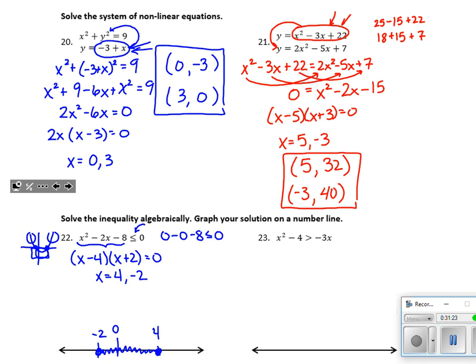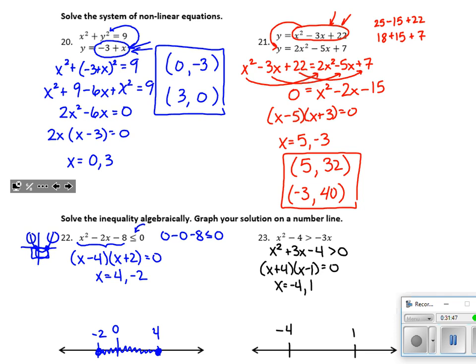For number 23, here we've got a little bit of setup. X squared, let's add the 3x to both sides, and then minus 4. Set that up so it's compared to 0. Another easy one to factor, I've got +4 and -1 for my magic numbers. So on the number line, I'm plotting a -4 and a +1.